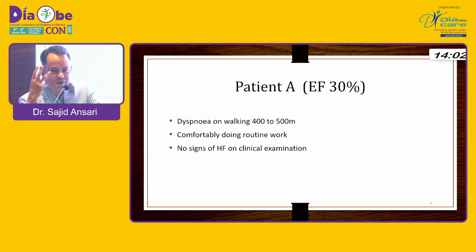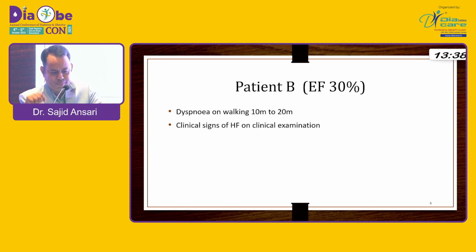Suppose in our OPD we have three sets of patients. Patient A complains, my ejection fraction is 30%, but I am well, walking 400, 500, 1000 meters, doing my work routinely. I am comfortable in my routine work and there is no obvious sign of heart failure. Patient B, ejection fraction again 30%. He comes and says, I am a little bit dyspneic, sir, like NYHA class 3. While walking 10 to 20 minutes, I have some symptoms of heart failure, and when you examine him, he has some problem, right-sided or left-sided heart failure.